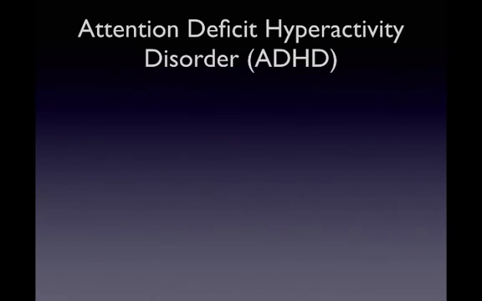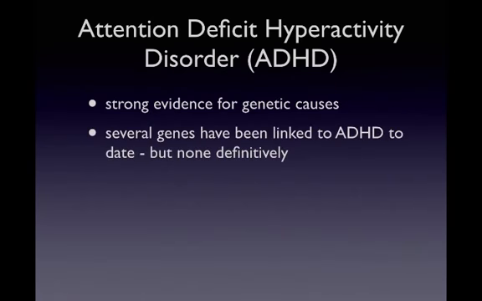Attention deficit hyperactivity disorder is another brain disorder that's thought to have a strong genetic role. The estimated heritability of ADHD is high, ranging from 75 to 91%, which means that 75 to 91% of variation in ADHD behavior is linked to genetic factors. Several genes have been related to ADHD, but none have been definitively related as being the cause of ADHD.